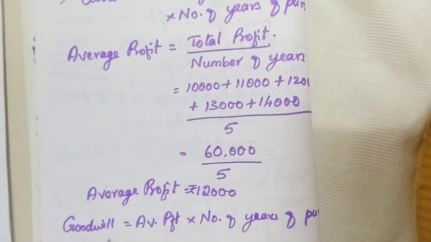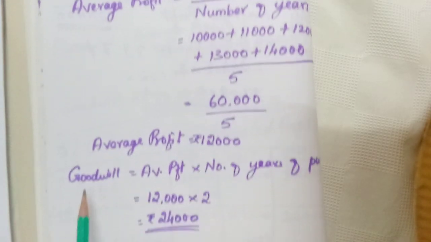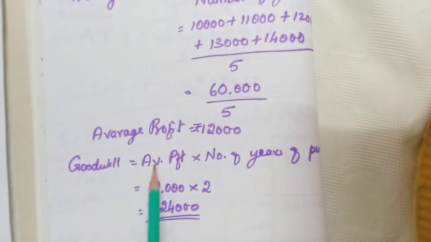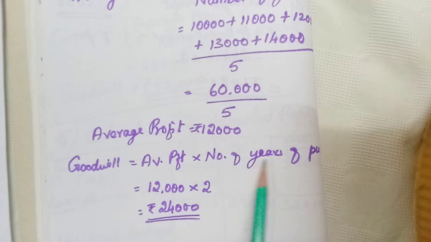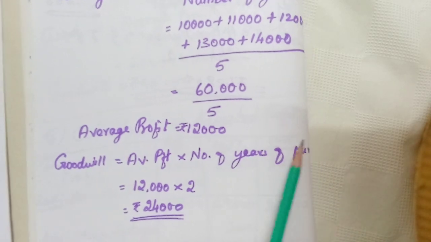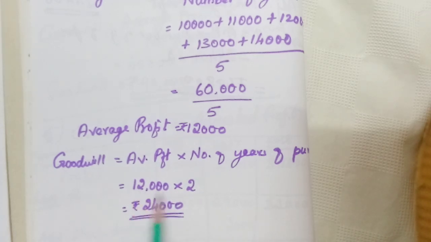Okay. Now again you have to write the formula for goodwill. Goodwill is equal to, you have to write fully. Okay, average profit into number, NUMBER you have to write. Number of years of purchase. Okay. Then average profit 12,000 into number of years of purchase. There it is given in the last line, 2 years purchase of average profits. So into 2. So 12,000 into 2 we will get 20,000.